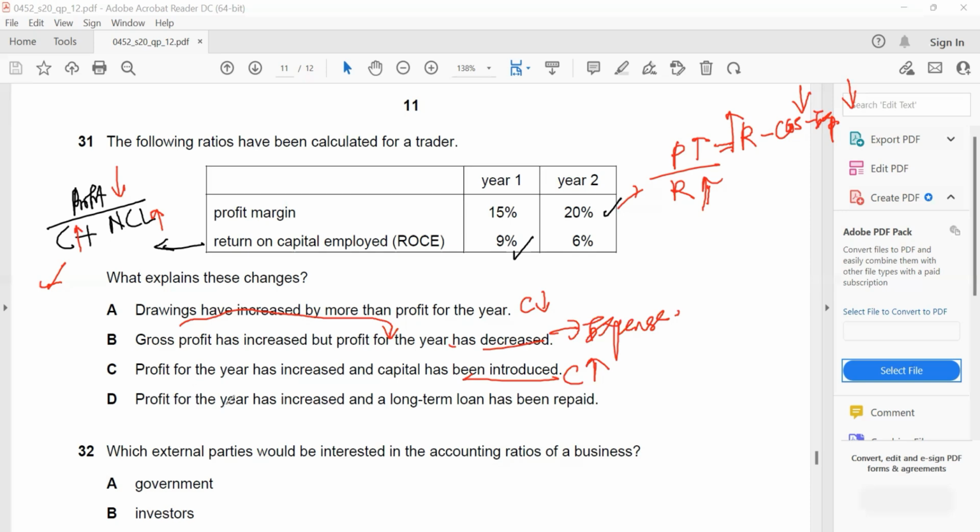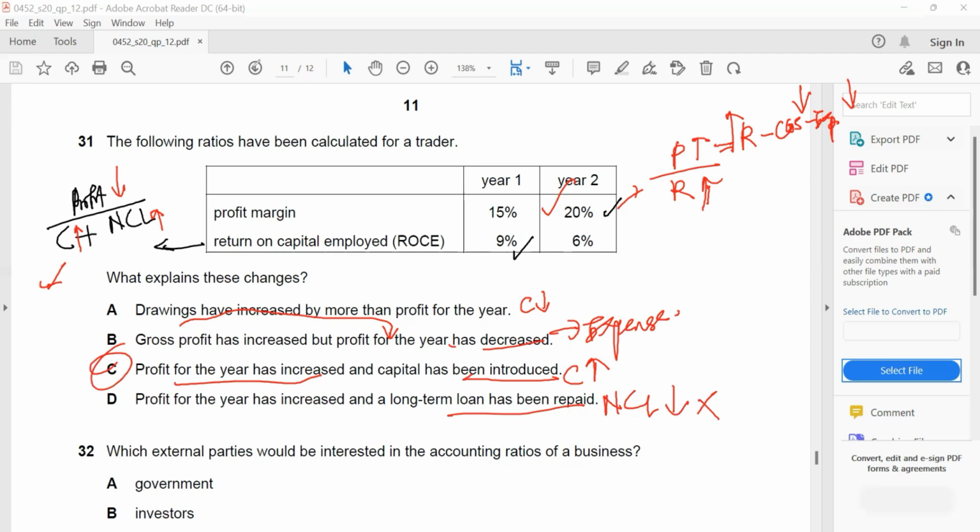Profit for the year has increased and a long-term loan has been repaid. When this long-term loan is repaid, non-current liability should decrease. When this decreases, this ROCE should increase. So this direction should not be correct. So in this case, this profit increase caused this one to increase. And then capital has been introduced additionally, this one additional increase, but this increase will be lesser than this amount. So this one should be the answer.